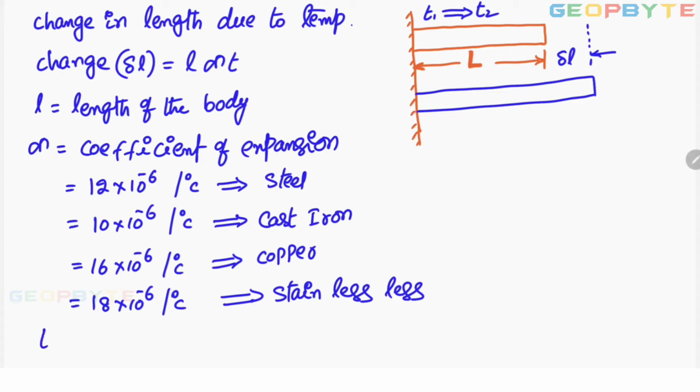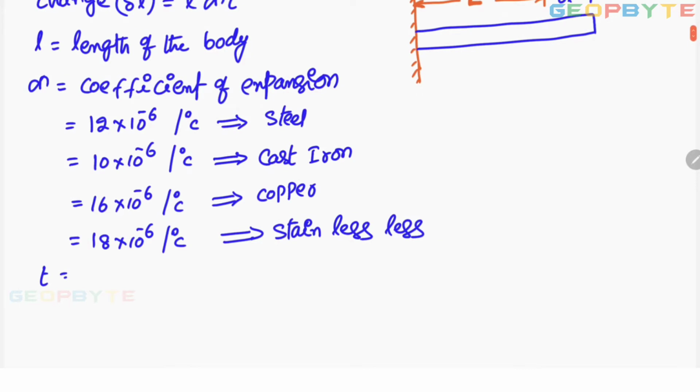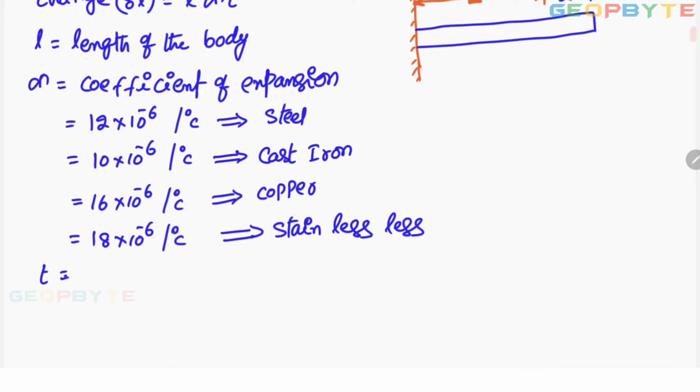And T equal to temperature change. This temperature change equal to T1 minus T2, where T1 equal to initial temperature, T2 equal to final temperature.